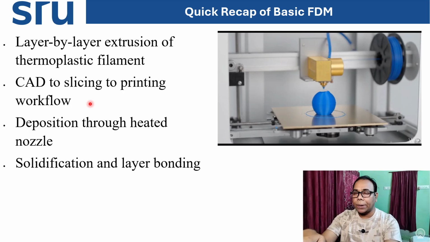So printing will happen. Once printing has happened, you have to take out the printed object or part from the build platform, and you have to do the secondary processing. That is nothing but the post-processing operation, which is required sometimes to remove support material or to improve the surface quality of the printed product.